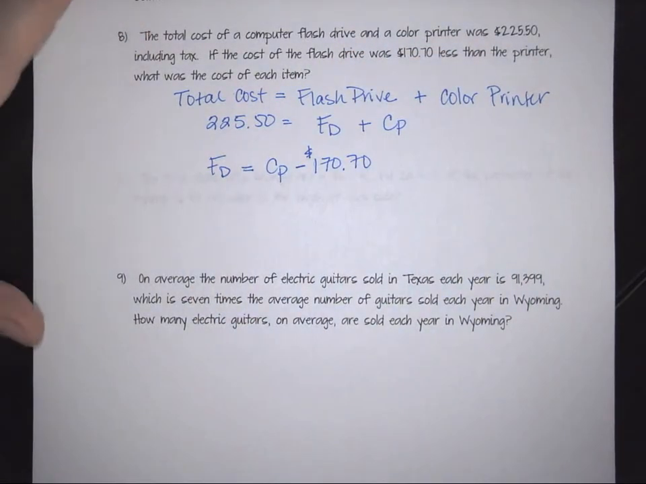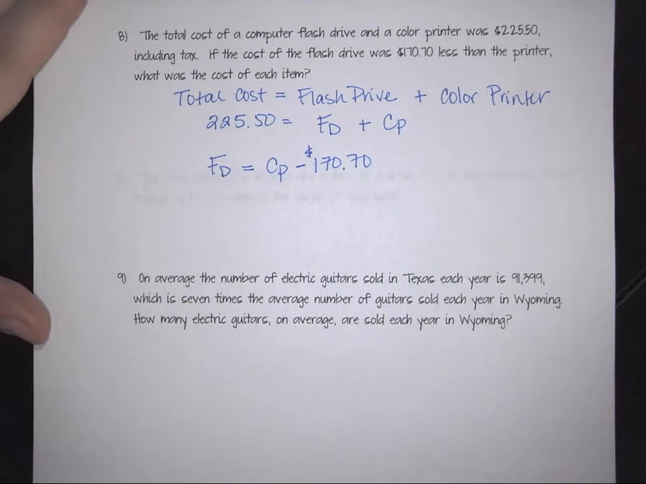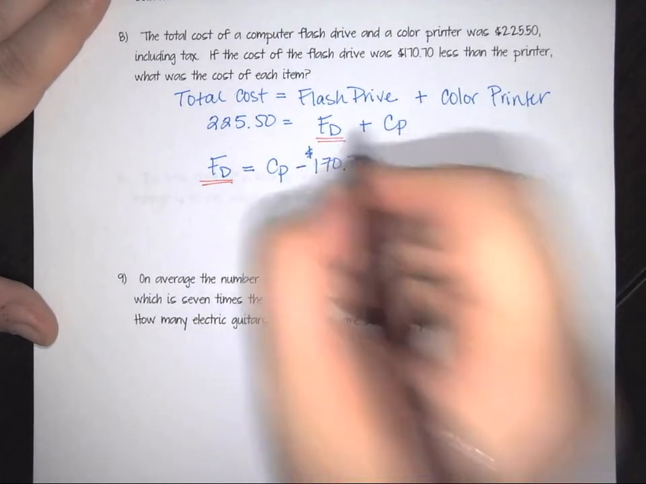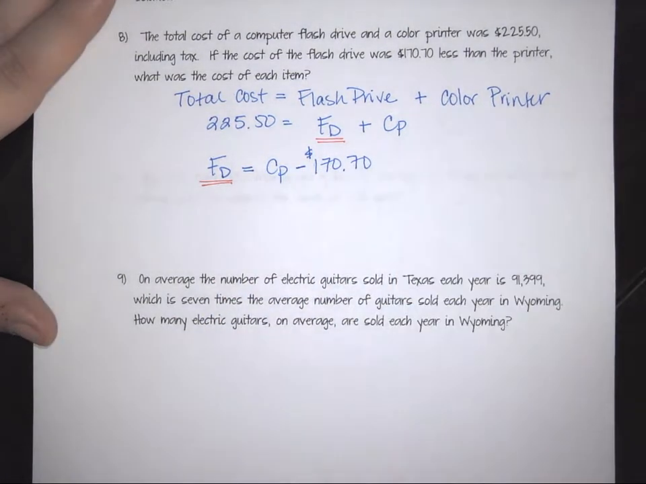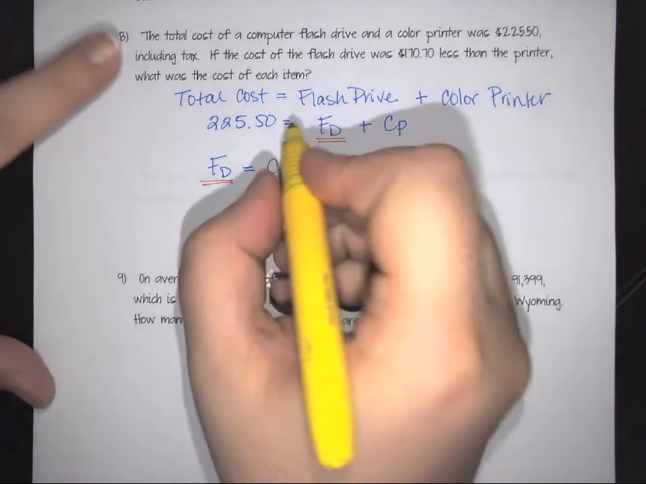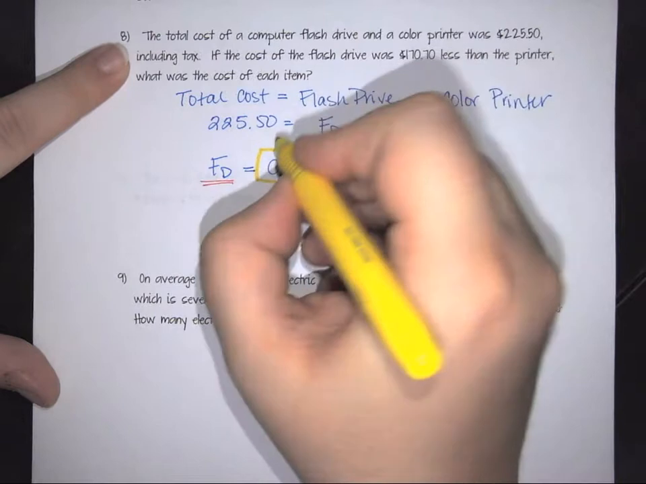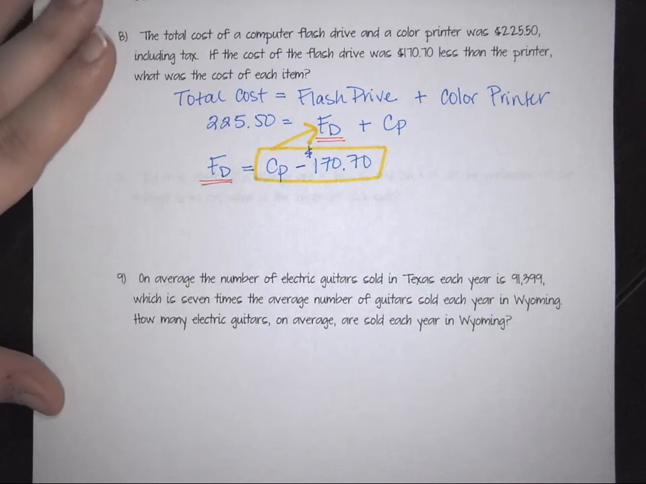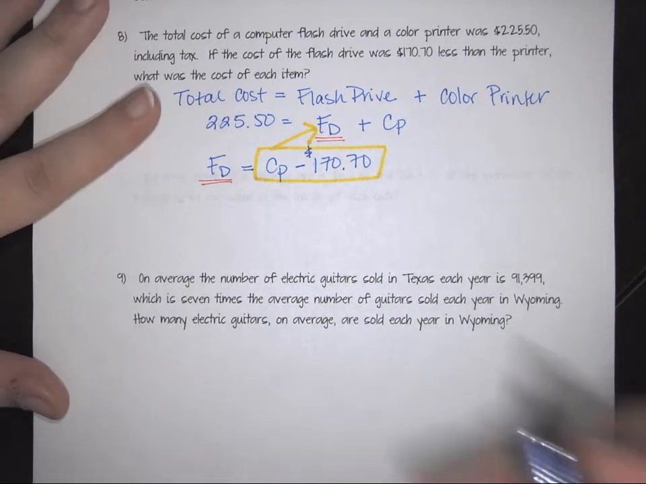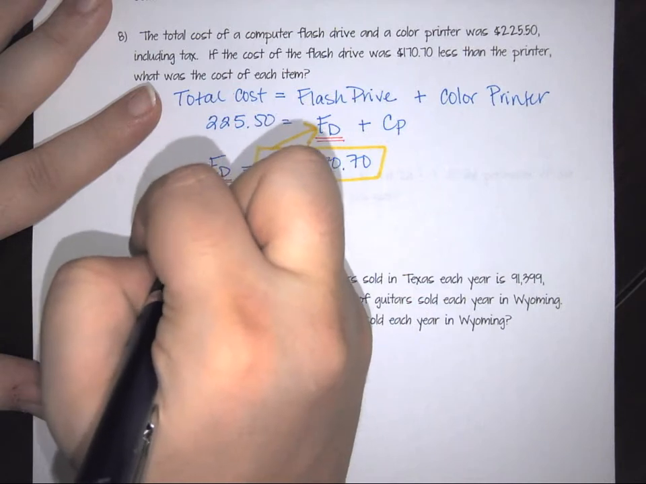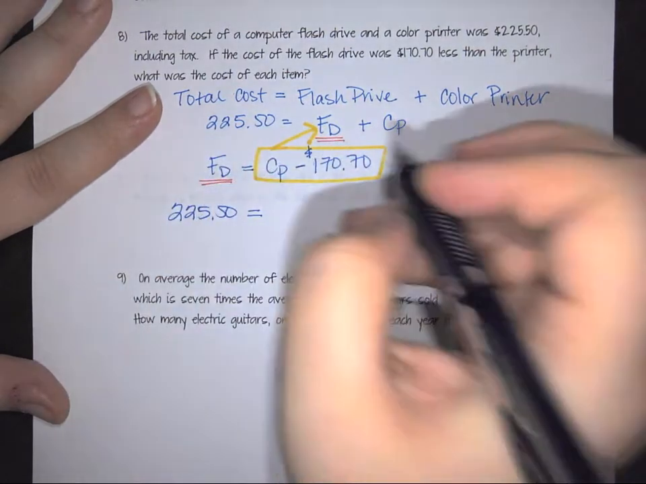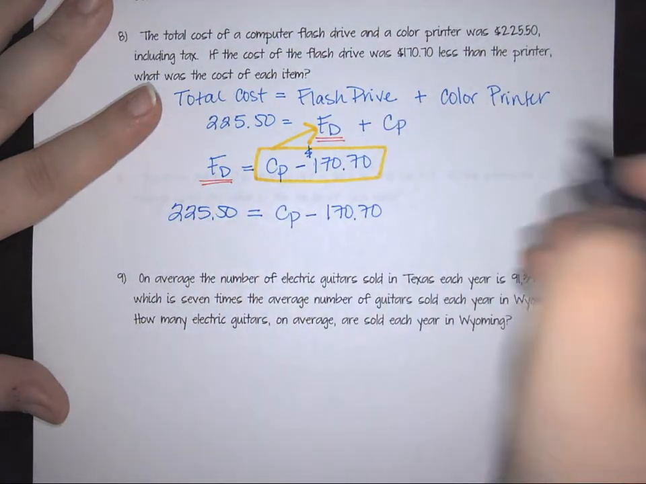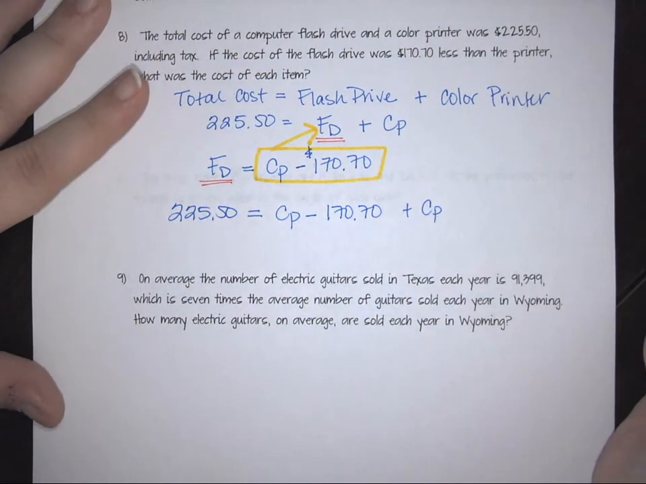So I want to know the cost of each item. So the first thing that I would do is I'm told what the flash drive is. And I have a flash drive in my total cost. So what that means is that I would take this equation here and substitute it in for where your flash drive is in your total cost, thus rewriting your problem. So in this case, we would have $225.50 is equal to my color printer minus the $170.70 and then plus the color printer.